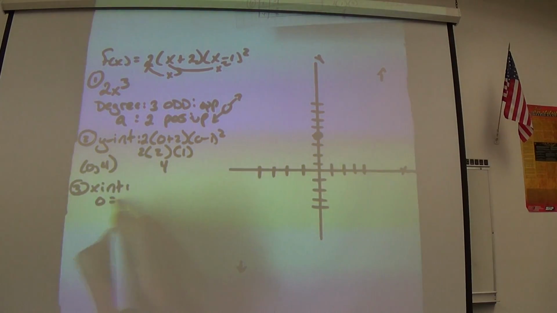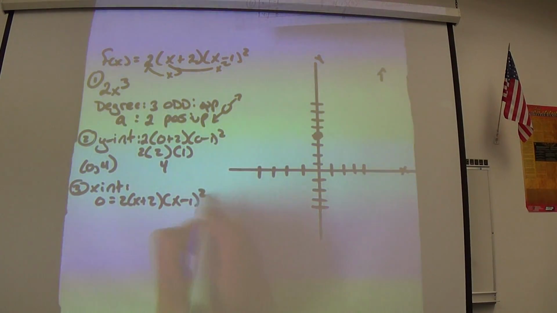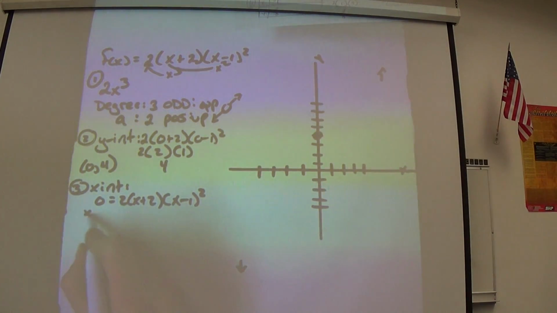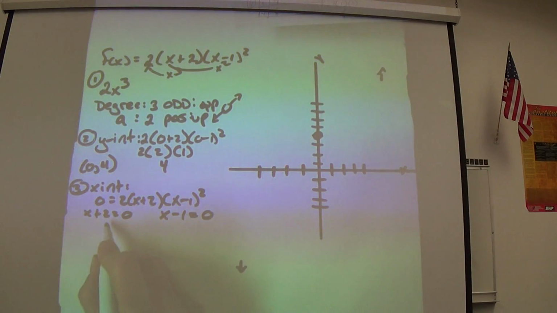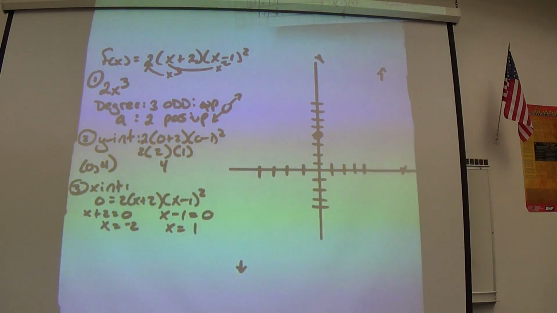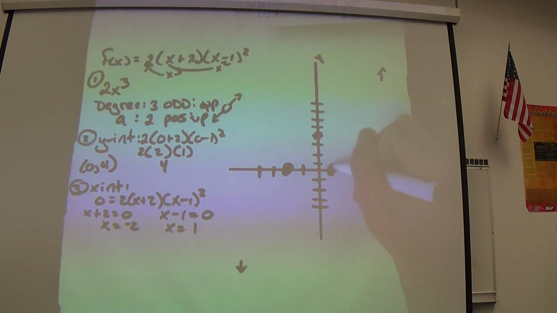That's where we set everything equal to 0. But again, for this particular problem, it's already factored for you because I have those parentheses there. So all I have to do is set them equal to 0 and solve. That means I cross at -2 and at 1. So I'm going to come down and plot -2 and 1.